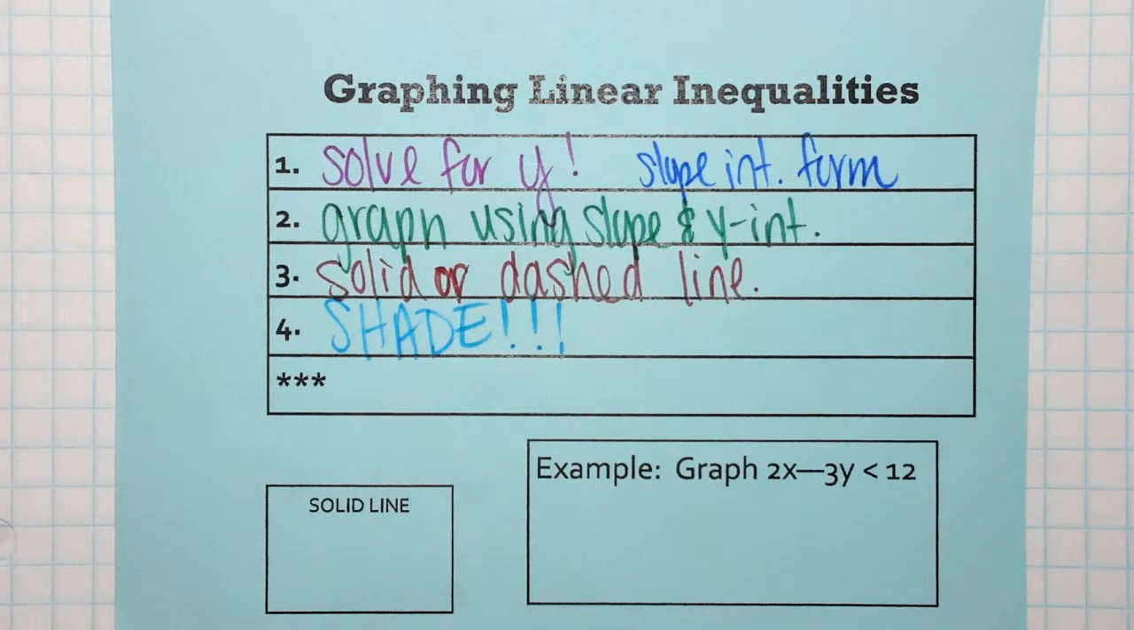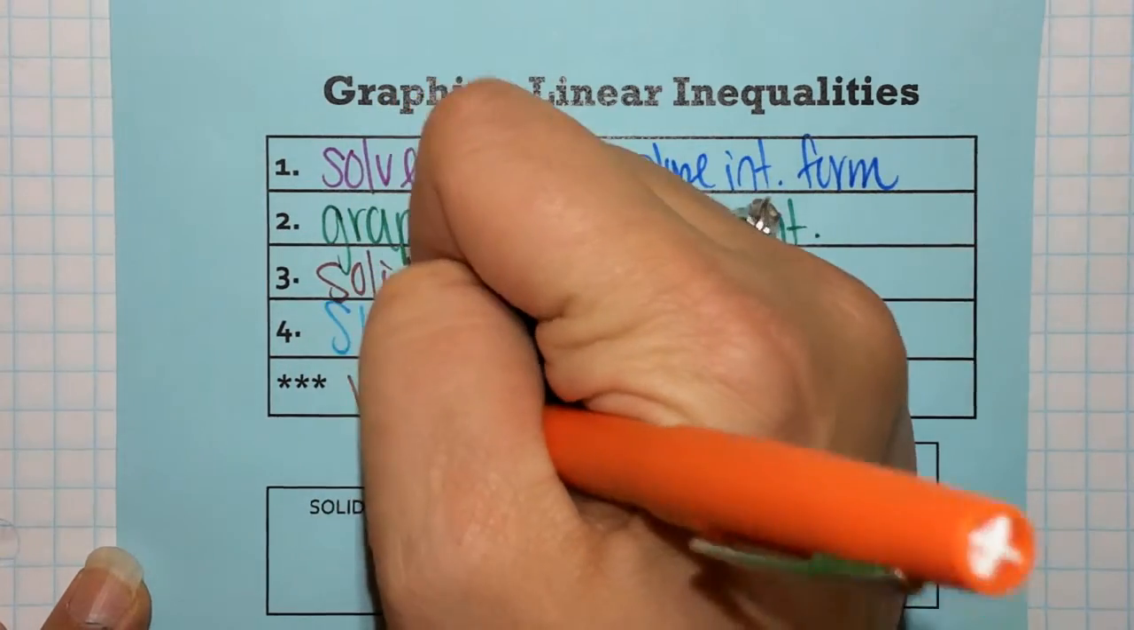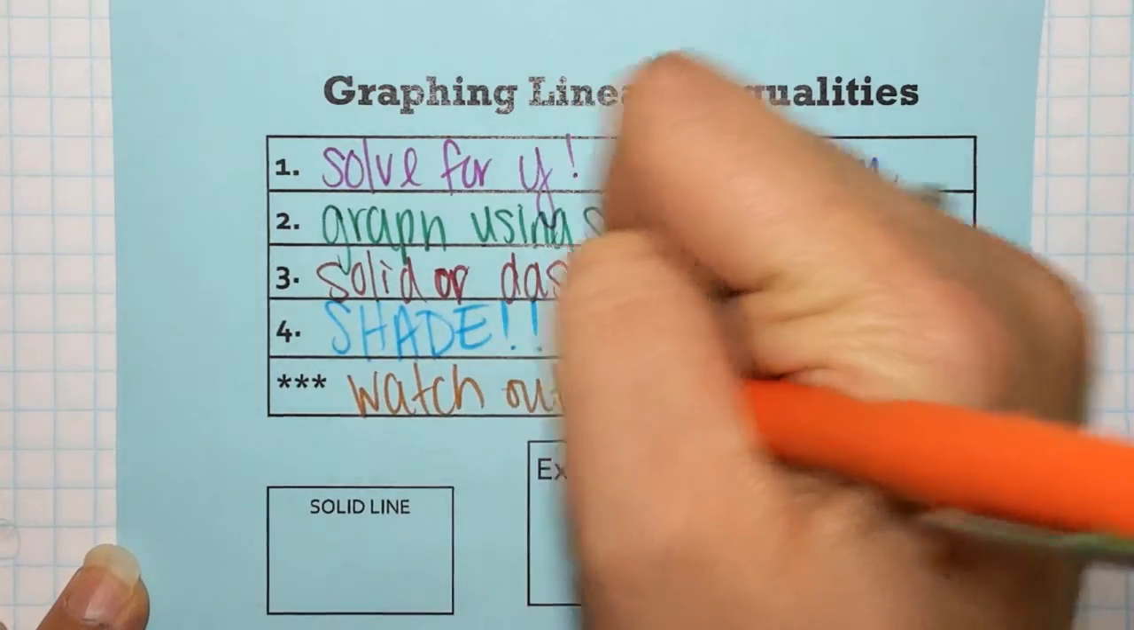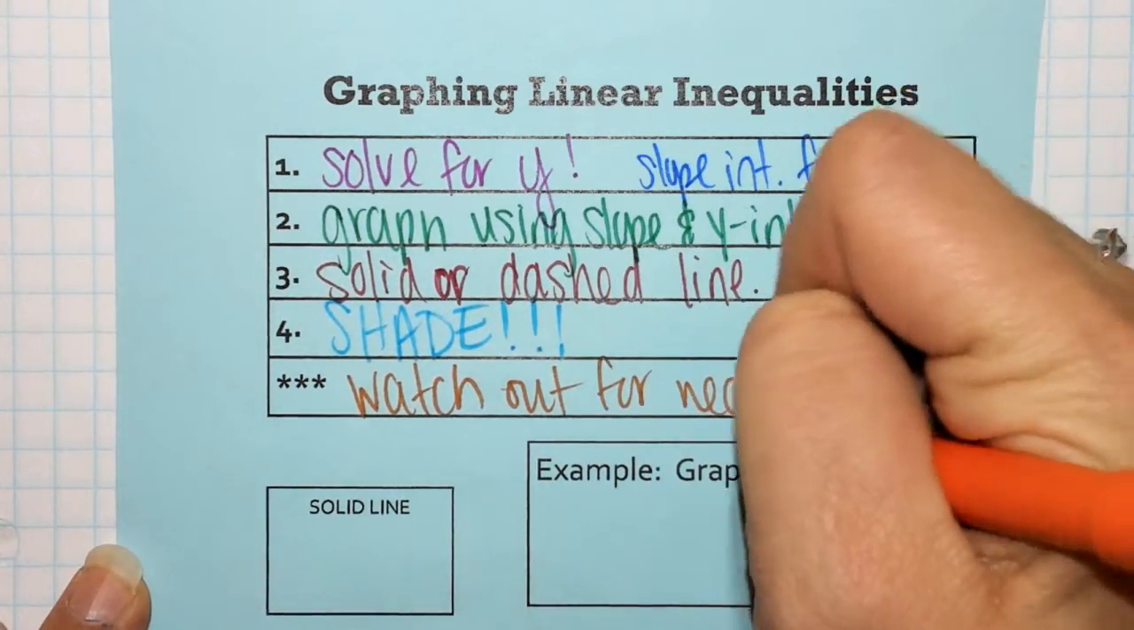Alright, when we did inequalities before, what did we have to watch out for? Fantastic, give your team a point. So you still have to watch out for negatives.